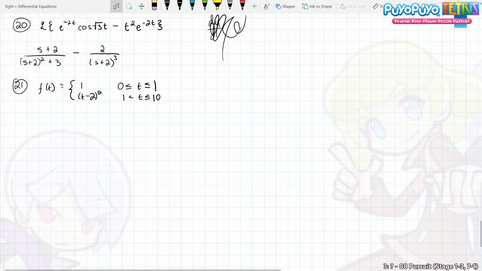I mean, it jumps at t equals 1, doesn't it? Because for the second one, one more, like, negative one. Wait, at the point. Oh, it's just continuous, I guess. I don't even know what I'm doing.